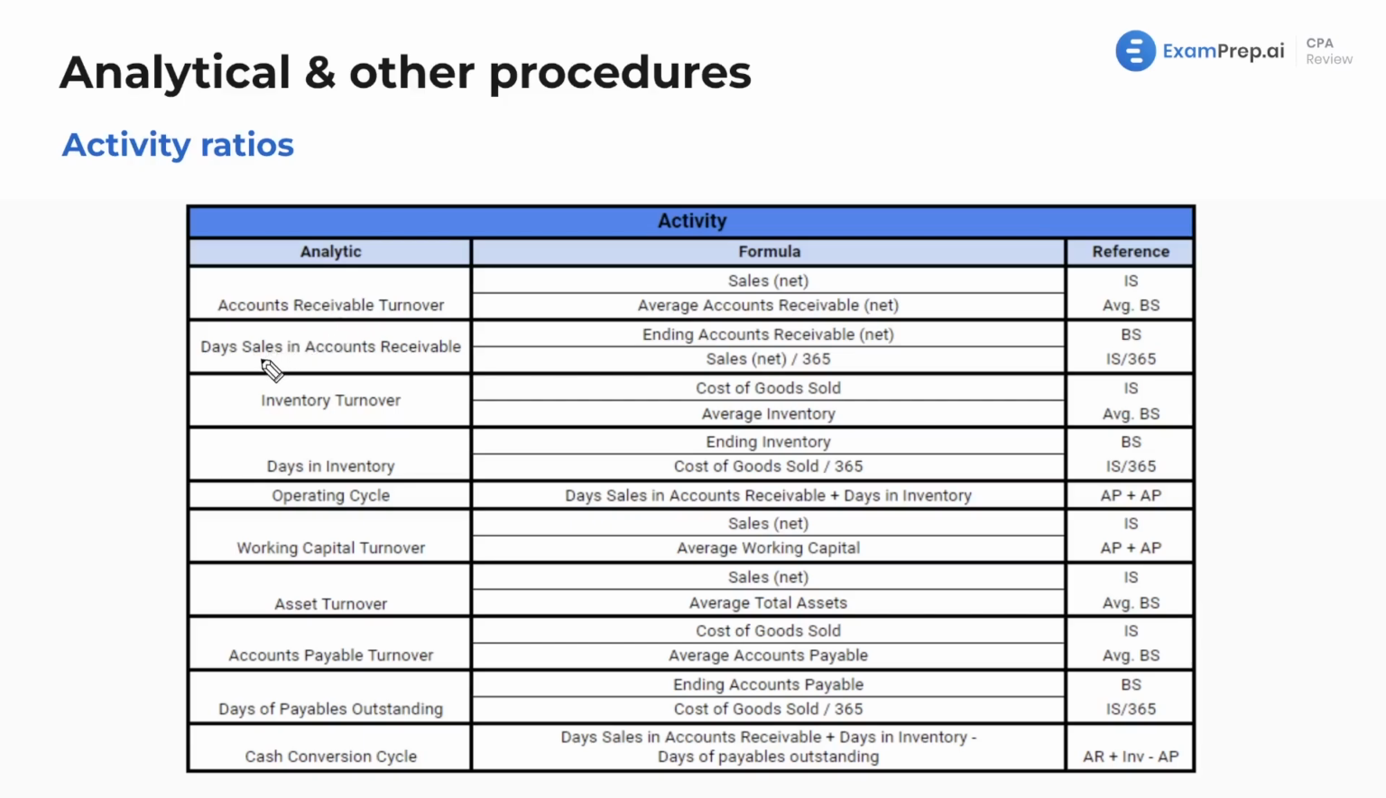Next up, we have the days sales in accounts receivable, also known as the DSO. DSO meaning days sales outstanding. How long are your sales outstanding for, right? And we see the calculation here. Now, this is a measure of how quickly a company collects payments for the products and services it sells on credit, because generally we're not going to sell things and receive cash right away. We're going to sell things on credit. This ratio represents how many days on average it takes the company to collect payments from its customers.